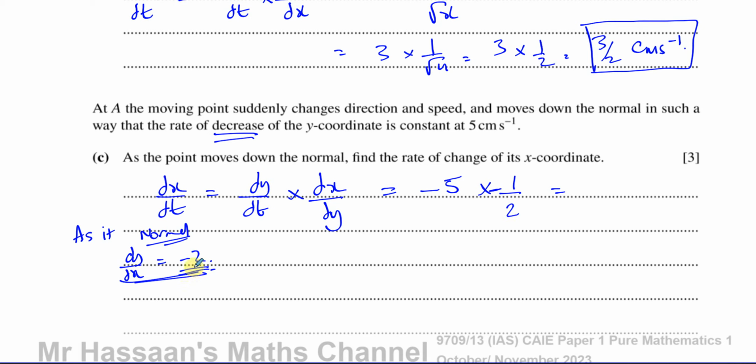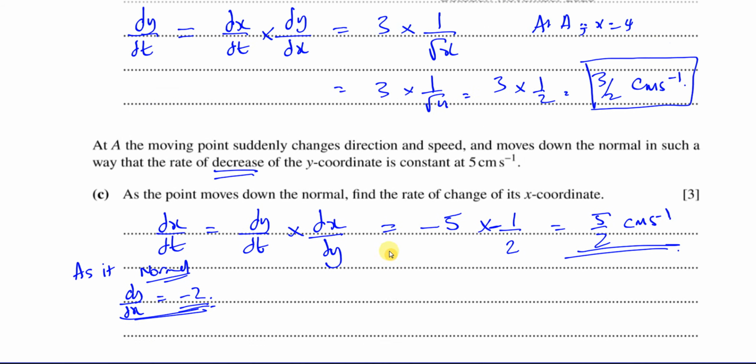At A, the gradient is -2. So the reciprocal of that is -1/2. So you're going to have -5 times -1/2, which is 5/2, and that's centimeters per second again. So there's the answer to part C. It's positive 5/2 because you have minus times minus.